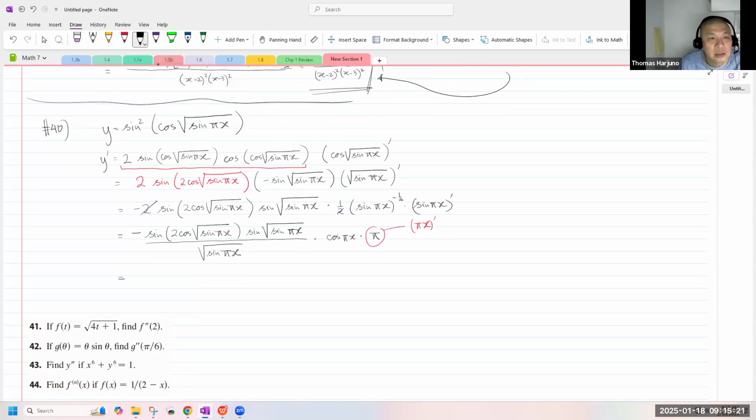Oh, dang, this is not fun at all. Too many chain rules put together. So this is pi cosine pi x sine of 2 cosine square root of sine pi x times sine square root of sine pi x over square root of sine pi x. Phew.